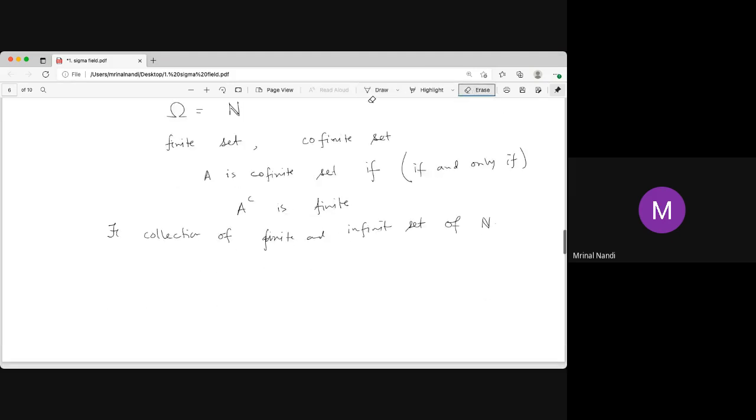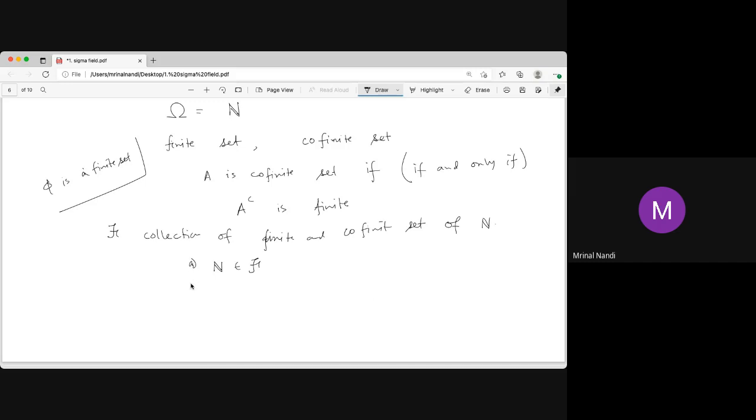Now does omega belong to there? Yes, omega is infinite. Sorry, the collection of finite and cofinite sets. Does omega belong to there? Yes. Why? By the way, the empty set phi is finite. We call phi a finite set. The complement of omega is phi, so omega is a cofinite set. So the natural number set is a cofinite set. Eventually, any set is itself a cofinite set in omega. So we have this number one.